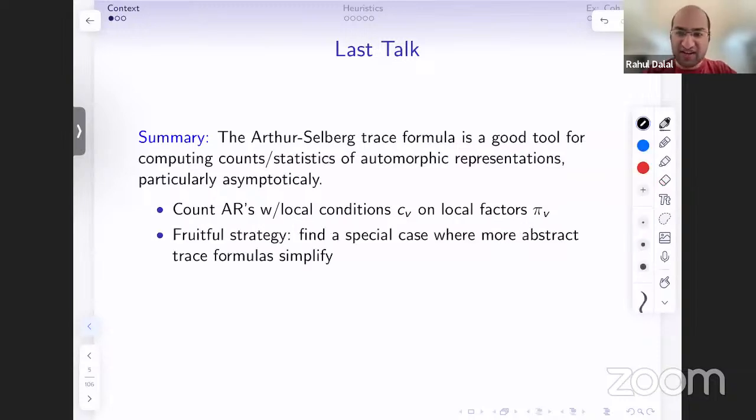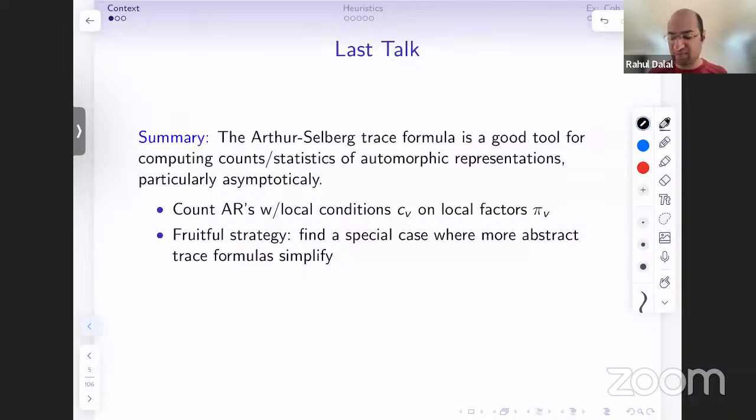A fruitful strategy that we discussed, and of course it's not the only strategy, but it's a particularly fruitful one, is that there is a spectrum of trace formulas, and towards the bottom of the spectrum, we had a slide there. There are some more abstract trace formulas that in general are difficult to work with and not very explicit. But there are special cases where one of your conditions C_v takes some very special form where these abstract trace formulas would simplify very nicely and become not so bad to work with.